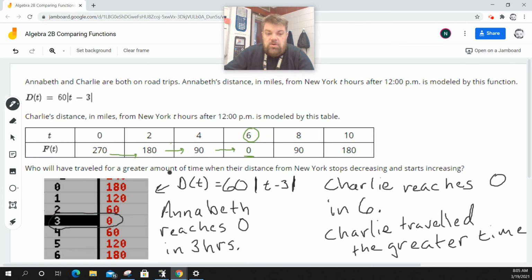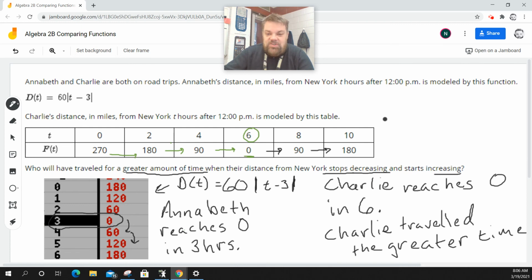So who traveled the greater amount of time when their distance from New York stops decreasing and starts increasing? It's like they're driving into New York and then they turn around and leave, right? So their distance from New York starts to increase. To get from here to here, I have to increase. Same thing here, to go from 0 to 60. So they're going 60 miles an hour, because every hour they've traveled another 60 miles. Here, they're going 90 miles an hour.